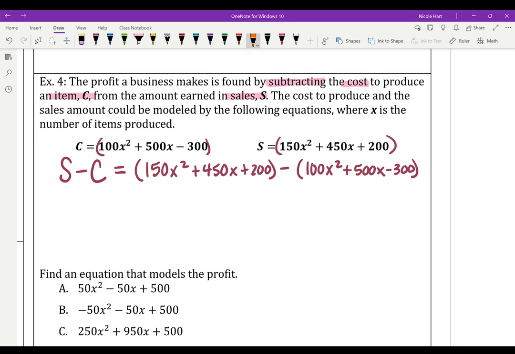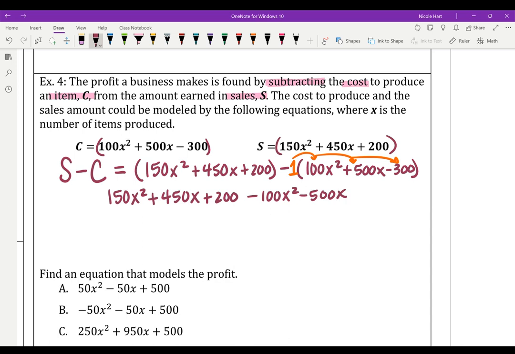So we are going to, again, subtract, and I'm going to do the same thing that I did previously. I'm going to put that -1 there to distribute all the way through that right-hand portion of my equation. So that way when I rewrite this, I have 150x squared plus 450x plus 200. And then that negative 1 times 100 gives me minus 100x squared. And negative 1 times 500 gives minus 500x. And then that negative 1 times that negative 300 turns into a positive 300.